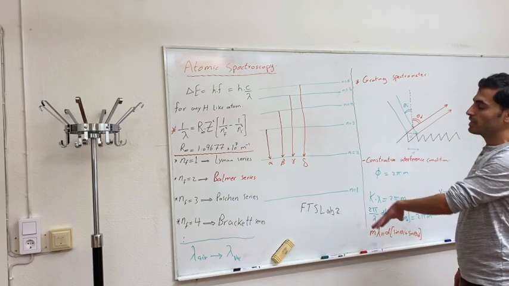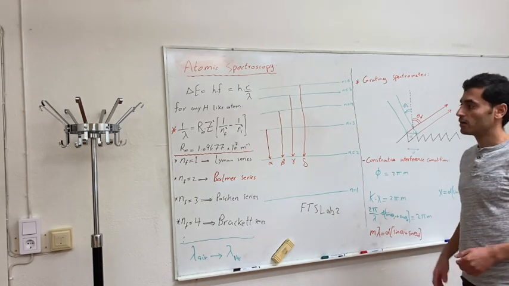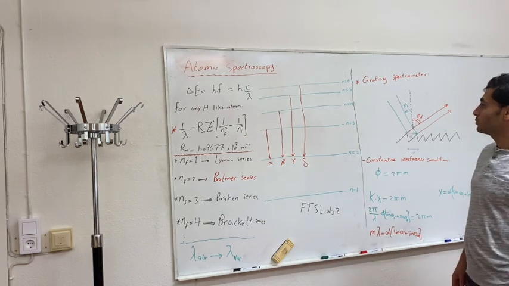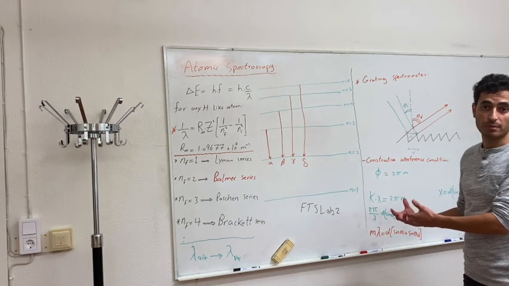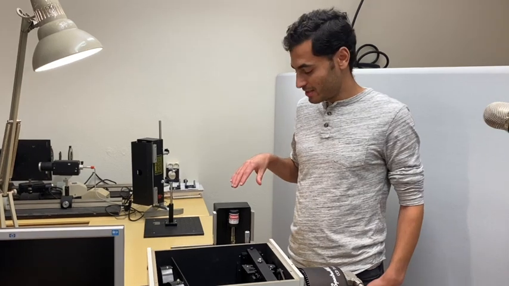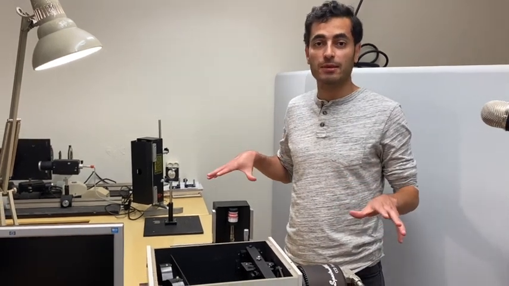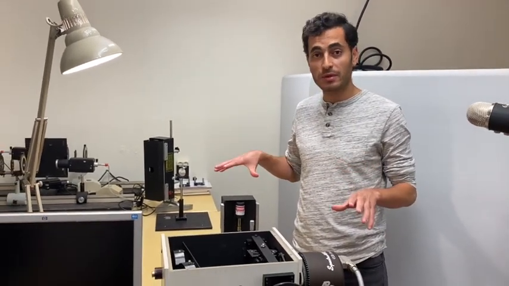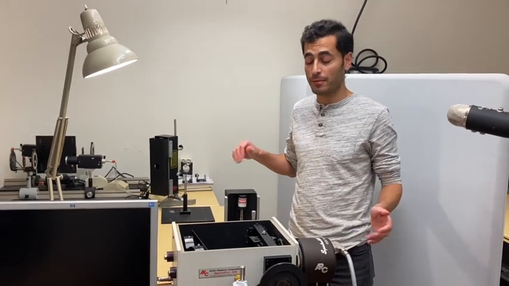So now that's a very general overview. The next part would be how we are going to do this experiment. Hello. So now we're talking about the setup that you will be working with for the atomic spectroscopy lab.